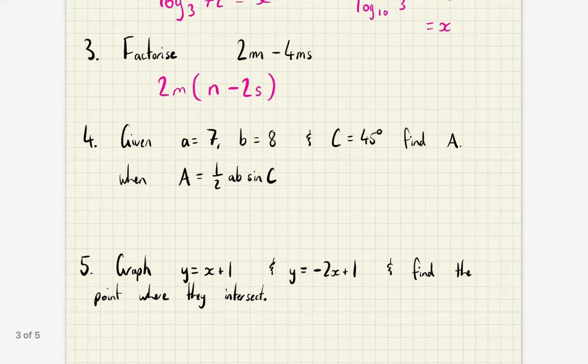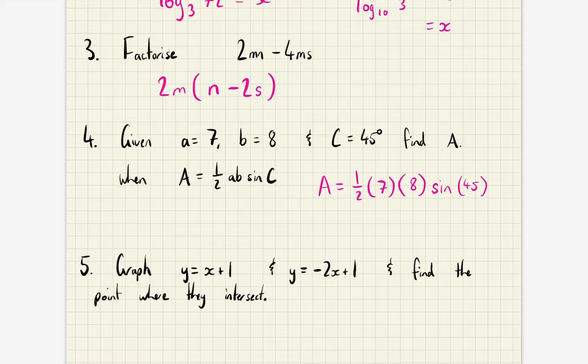For question 4, given a is equal to 7, b is equal to 8, and capital C is equal to 45 degrees, find capital A. So, it says A is equal to half ab sine C. So I'm going to substitute those values in. So I'm going to have A is equal to 1/2, and I like to do brackets, but you can do times if you'd like. Brackets 7, brackets 8, and sine 45.